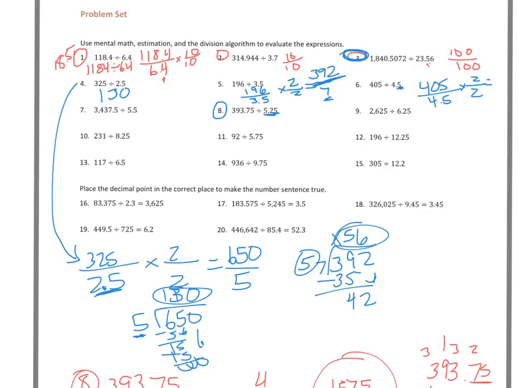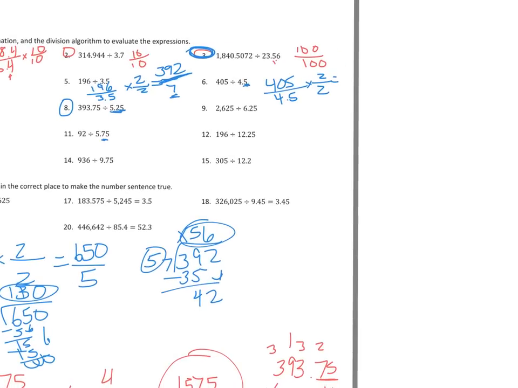Let's take a look at a couple more. So when we have 75 hundredths in our decimal place, we just worked with that actually down below, but I'll do it off to the side. So I'm going to do 11 over here, and I have 92 divided by 5 and 75 hundredths.